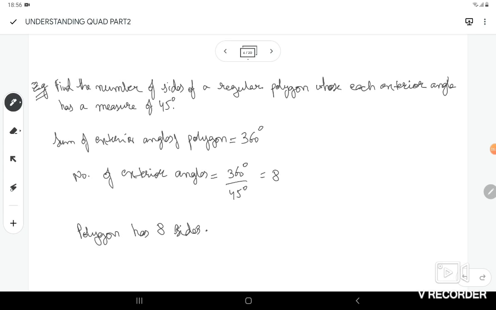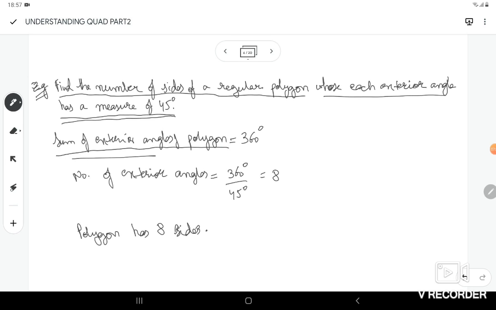Now moving on to another example, which says find the number of sides of a regular polygon whose each exterior angle has a measure of 45 degree. Now how are we going to solve this? We know that the sum of the exterior angles of a polygon is equal to 360 degree. So the number of exterior angles would be equal to 360 degree divided by the measure of each exterior angle, that is 45 degree. So the polygon would have 8 sides.